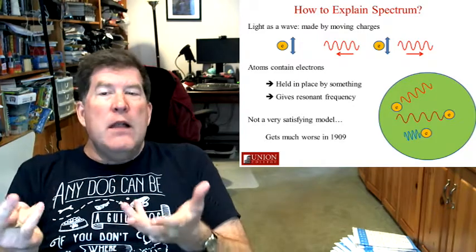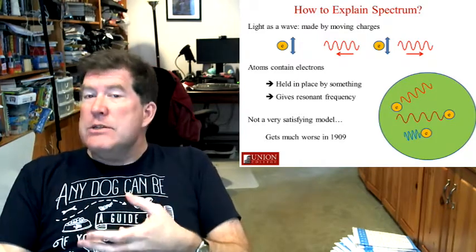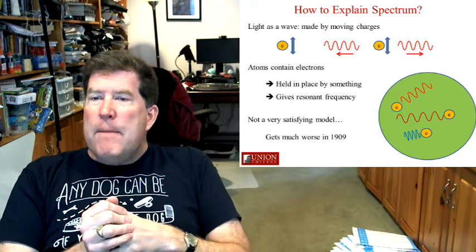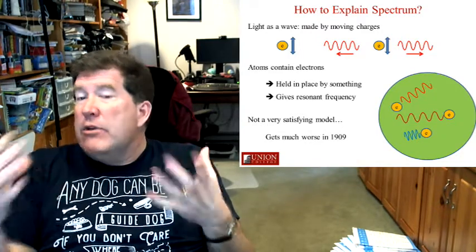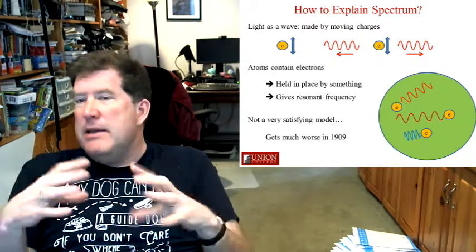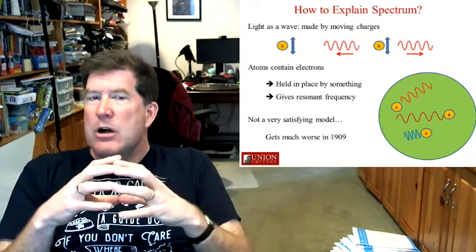So if we want to get light out of atoms, well, we know that atoms contain electrons. We just need those electrons to move at particular frequencies. We also know that atoms are electrically neutral, right? So the negatively charged electrons must be counteracted by some sort of positive charge.